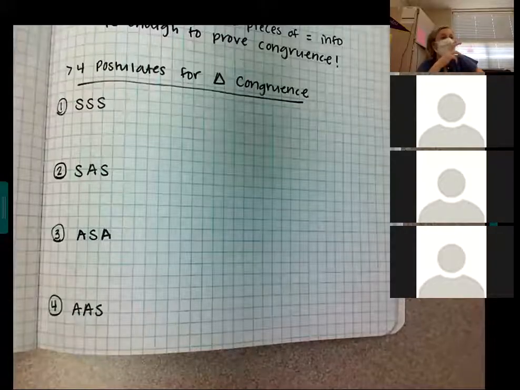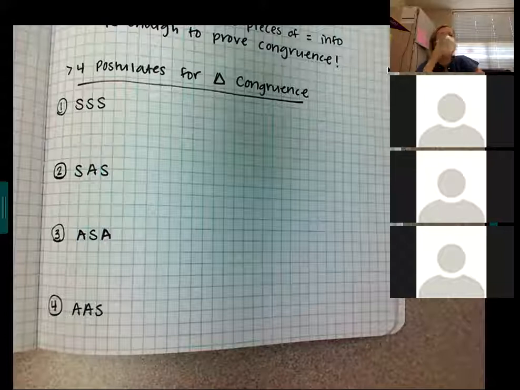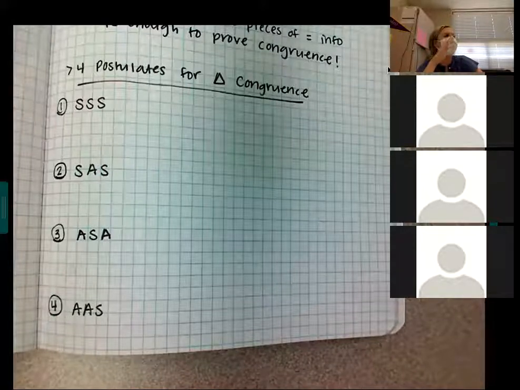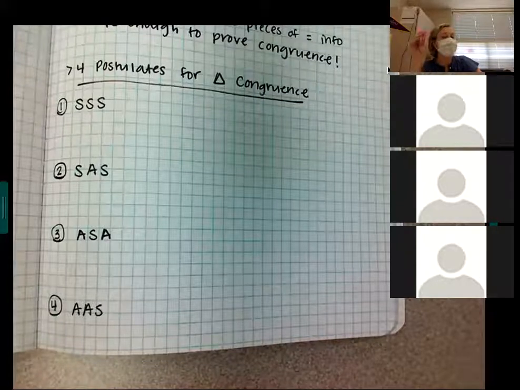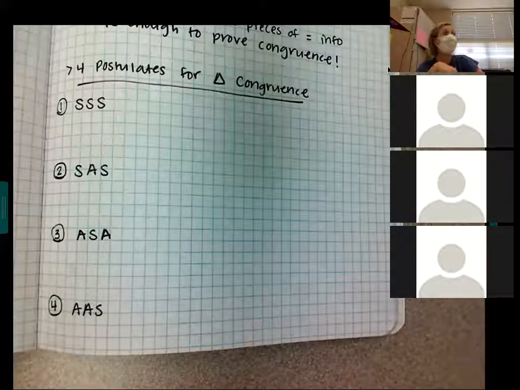Okay. Oh no. So before anybody even says, is the fifth one ASS? No, it is not. We've already talked about this. Should we be saying bad words in math class? No. ASS is not a congruency rule, and I need y'all to understand that. Because anytime on your worksheet, if they give you ASS, you can't prove that they're congruent. Does that make sense?